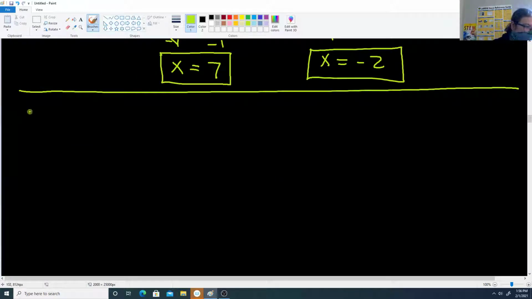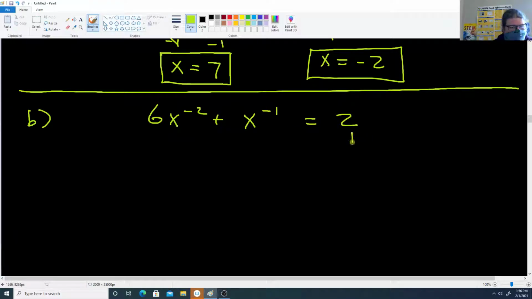So for this next one, I guess part B is, what if we had 6x to the negative 2 plus an x to the negative 1 equal to 2? Now, first step, we've got to slide the 2 back over to get everybody on the same side. Then we can get going on this.